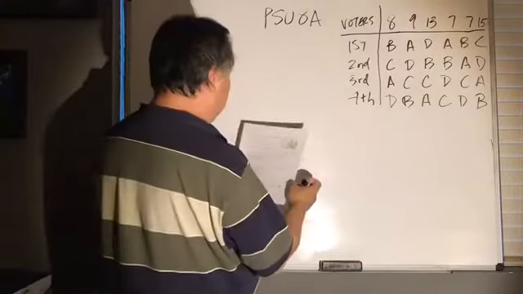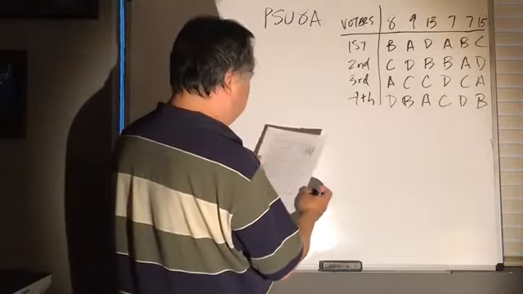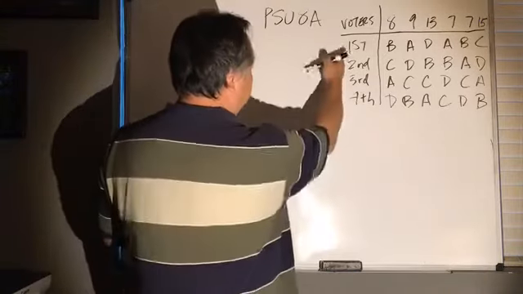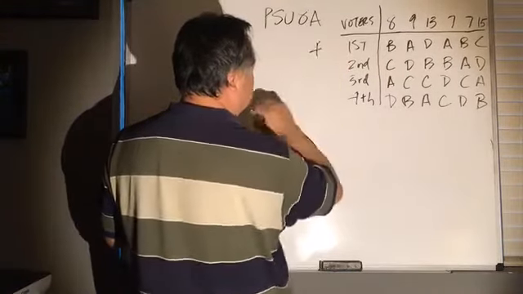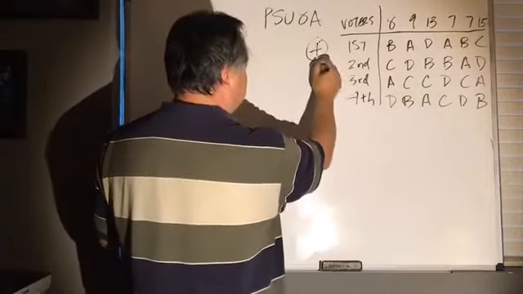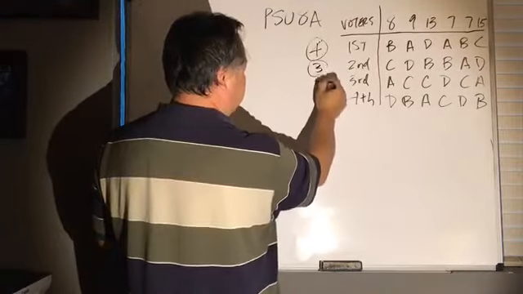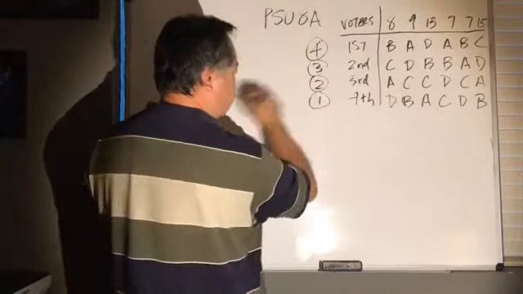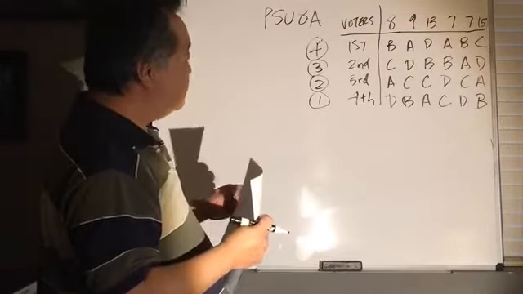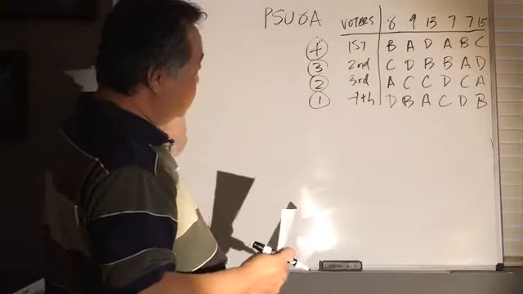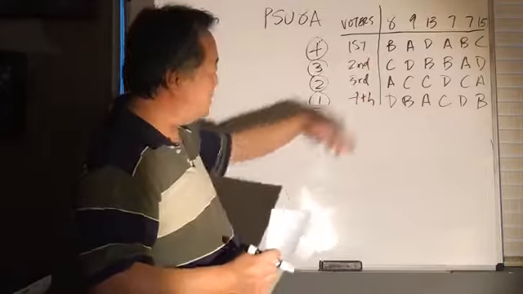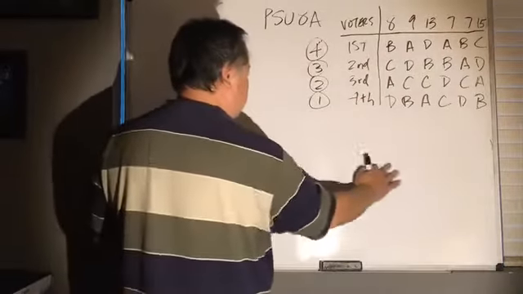So if you are first choice, you get 4 points. Second choice gets 3 points. Third choice gets 2 points, and fourth choice gets 1 point. Okay, so now what you're going to do is start adding up the points for the 4 different choices.